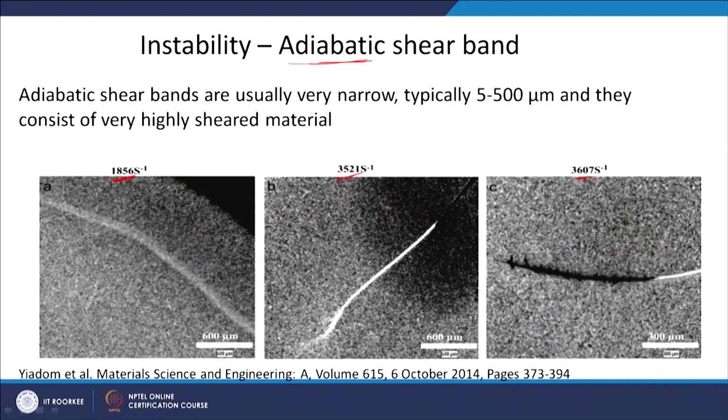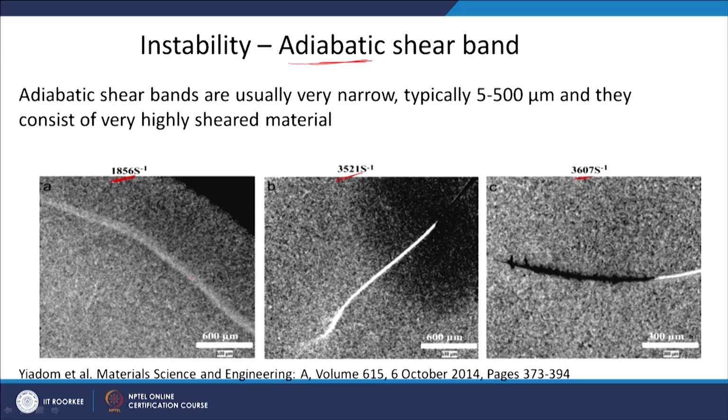So, you are not giving enough time for heat to dissipate, so the local temperature will rise and the material will become very soft. And when you are deforming, progressively the deformation will be concentrated in that narrow region. You can see that these are very long, so they will usually cover a large number of grains.